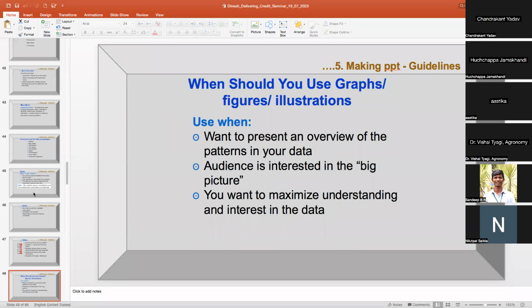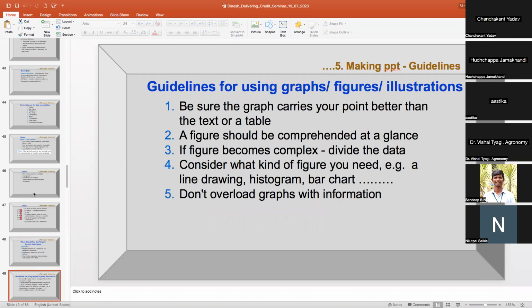And now coming to the graphs or illustrations or figures. Use them when you want to present an overview of the pattern in your data. You have some time trend data. You want to show some trend in data. Then you can use some figures, some line graphs. The audience is interested in the big picture. You want to maximize understanding and interest in the idea.